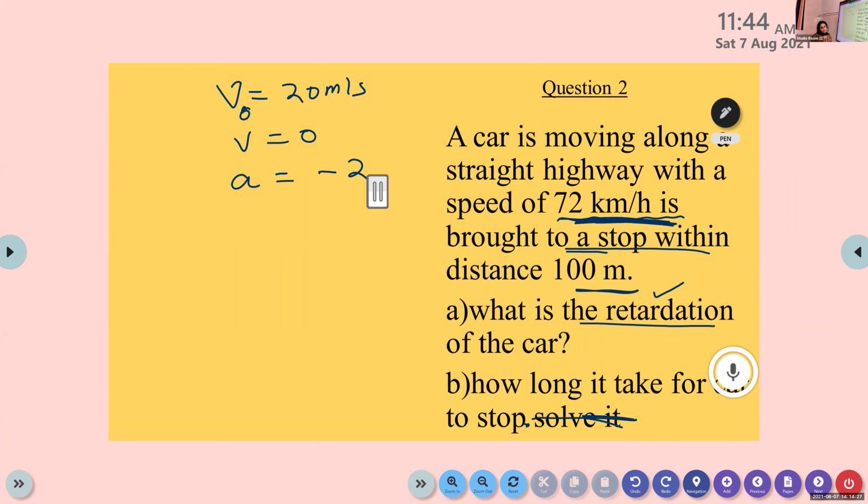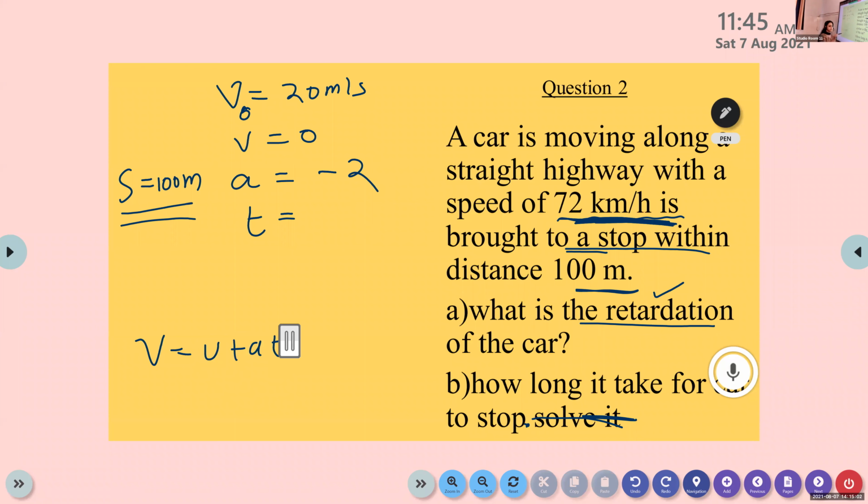Then what about the time taken by the car? S is equal to 100 meter. What is the time taken by the car to stop? Which equation is used to find out the time taken? Which simple equation can you use? Which equation of motion? v is equal to u plus at. Yes, here we can use v is equal to u plus at.